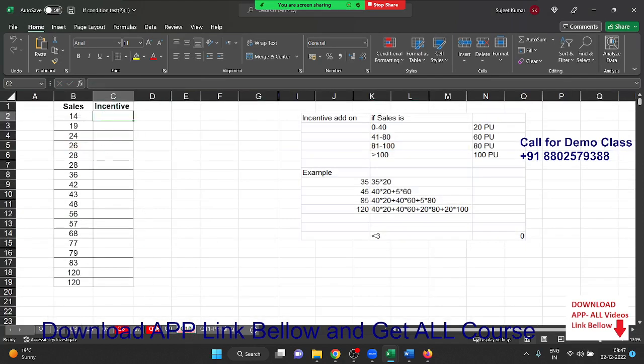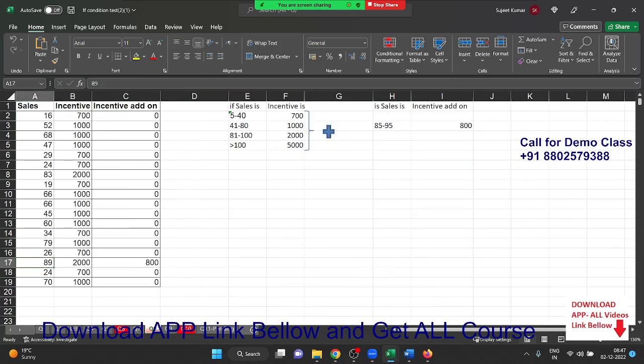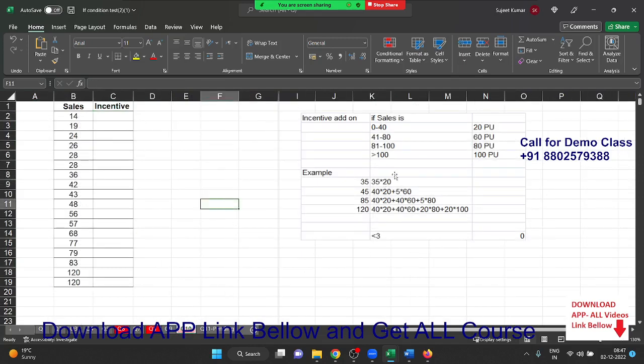Question number 10 is based on question number 8. But the problem is there is no fixed incentive. This is a slab incentive. Just like if you take the sale 35, then incentive is 35 by 20, because 0 to 40 is the 20 slab. Now if you have done the sale 45, then for 40 it is 20 rupees, because 0 to 40 is 20 rupees, and 5 is 60 rupees, because 41 to 80 is 60 rupees per unit.